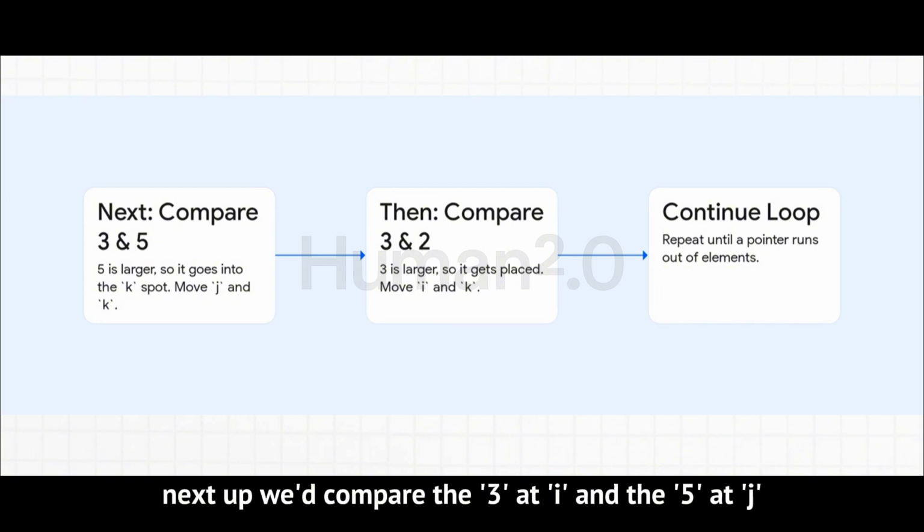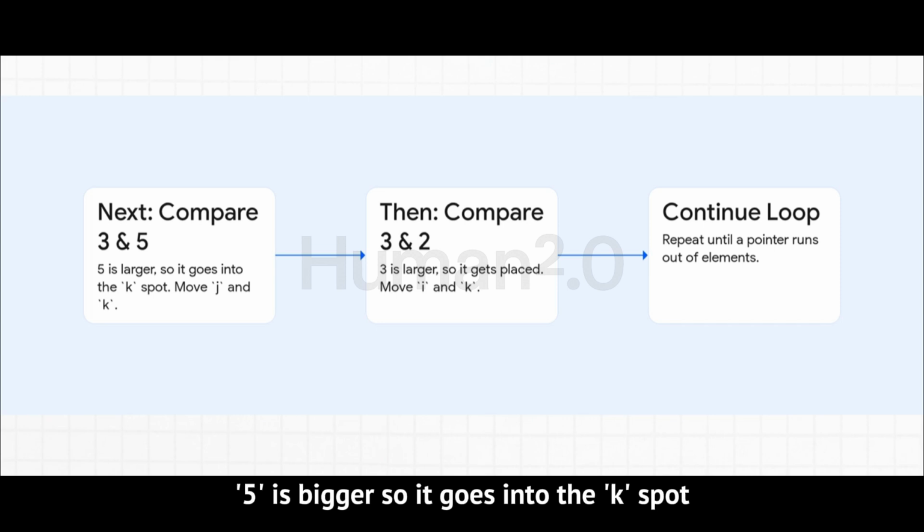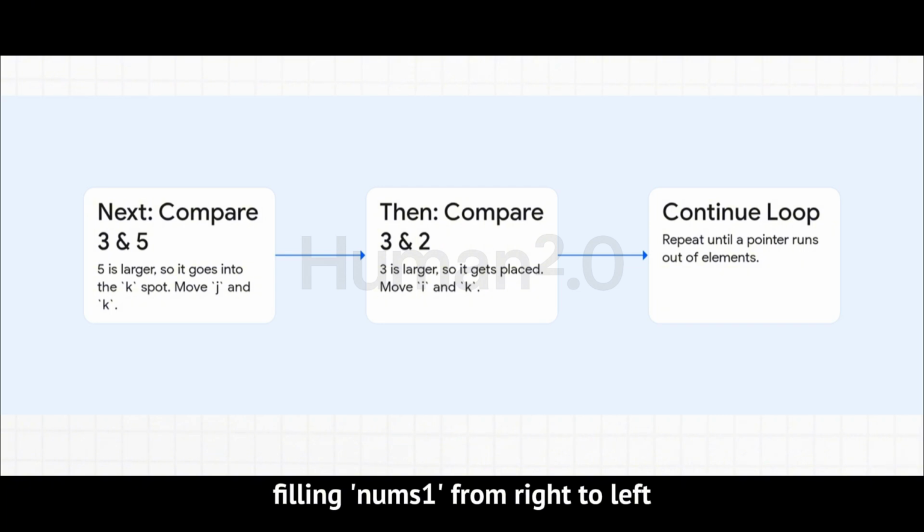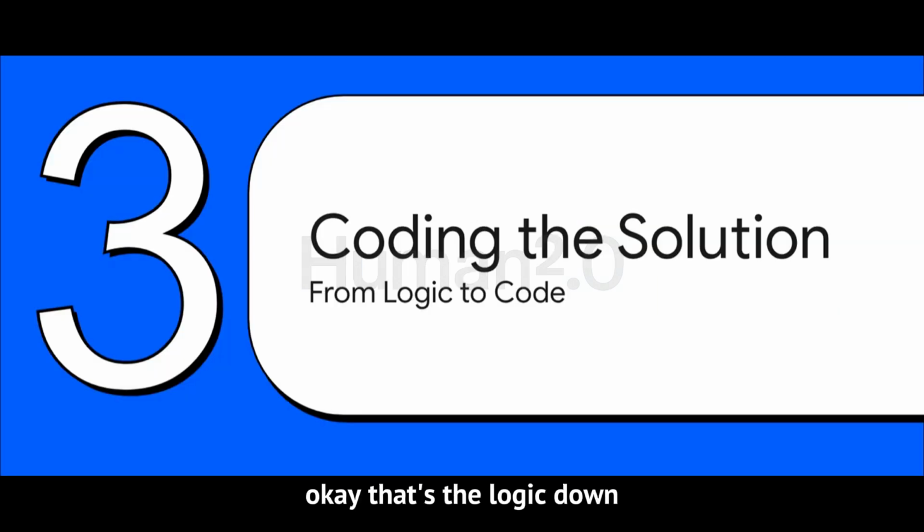Next up, we'd compare the 3 at i and the 5 at j. 5 is bigger, so it goes into the k spot. Then we move j and k again. Now we're comparing 3 and 2. This time, 3 is bigger, so it gets placed, and now pointer i gets to move. You see the pattern? We just continue this little dance, filling nums1 from right to left, always putting the largest remaining number in its correct final spot. Okay, that's the logic down. Now let's see what this looks like when we actually turn it into code.